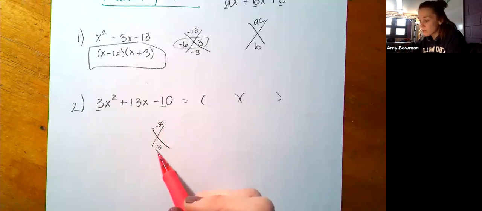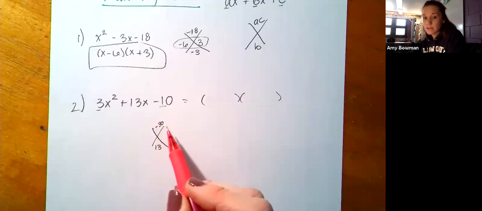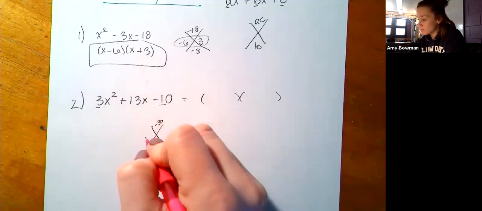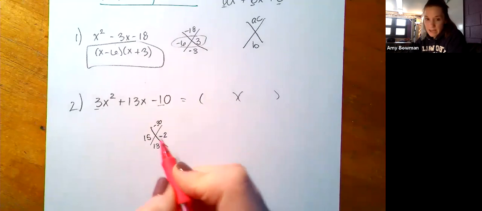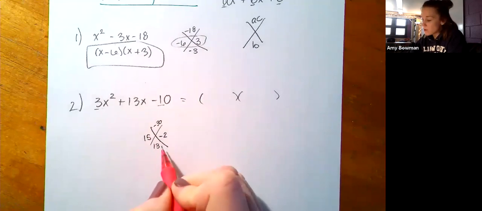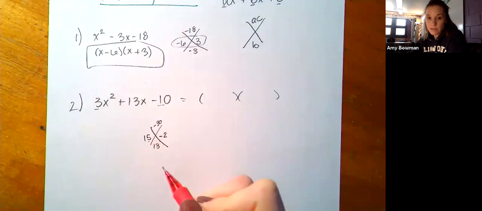Those two numbers involve 15 and 2. So 15 times 2 is 30. And if I want that to multiply to equal negative 30, it would actually be 15 and negative 2, or it could be negative 15 and positive 2. But since I want them to add to positive 13, the 15 needs to be the positive one.